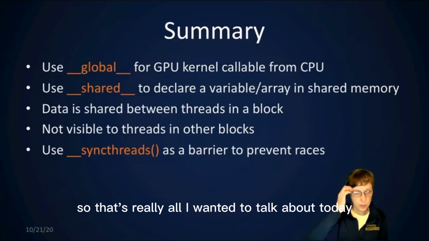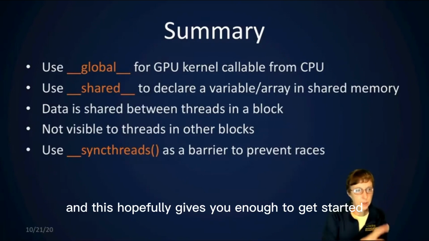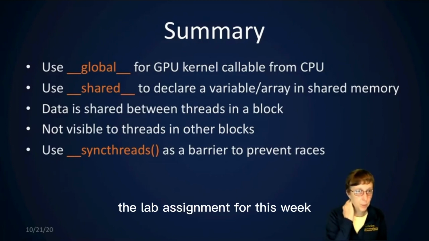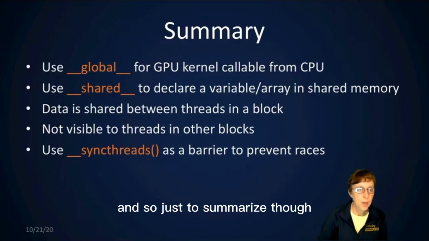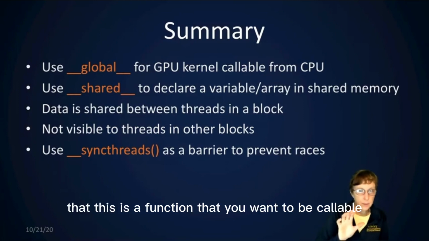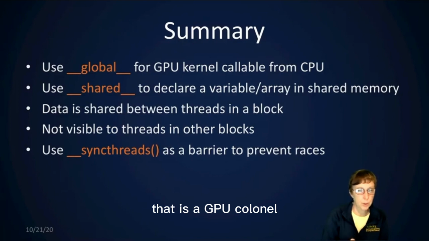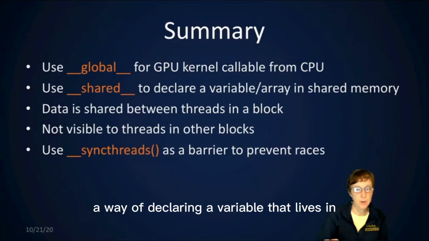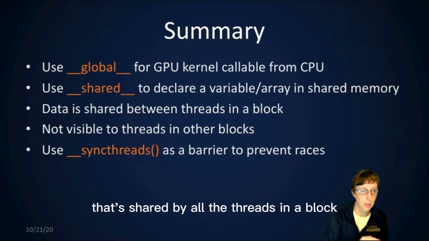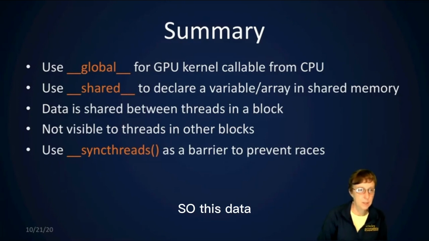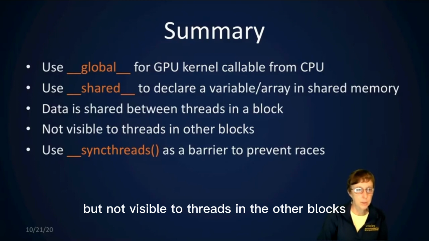So that's really all I wanted to talk about today. And this hopefully gives you enough to get started on the homework, as well as getting started on the lab assignment for this week. And just to summarize, you've seen the global keyword, which is a way of telling CUDA that this is a GPU kernel that's going to be callable from the CPU, but will run on the GPU. You also have seen the shared keyword, a way of declaring a variable that lives in shared memory that's shared by all the threads in a block, but not visible to threads in the other blocks.